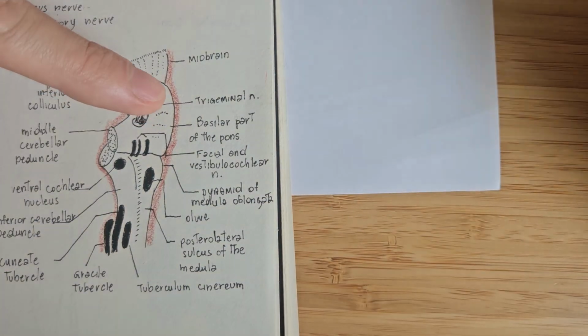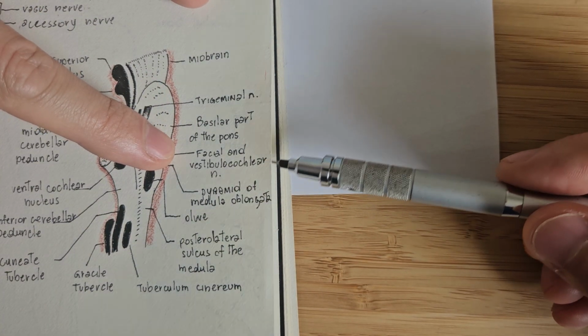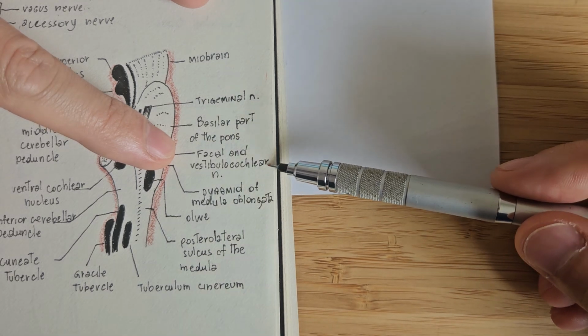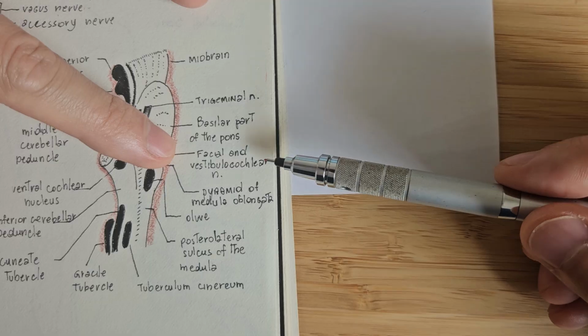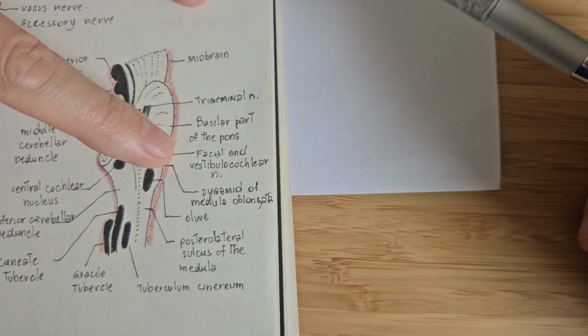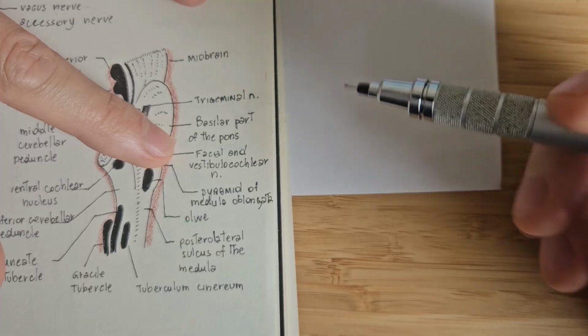Then we have the facial and the vestibulocochlear nerve, okay, which are the cranial nerves. Just put the number of these cranial nerves in the comments.